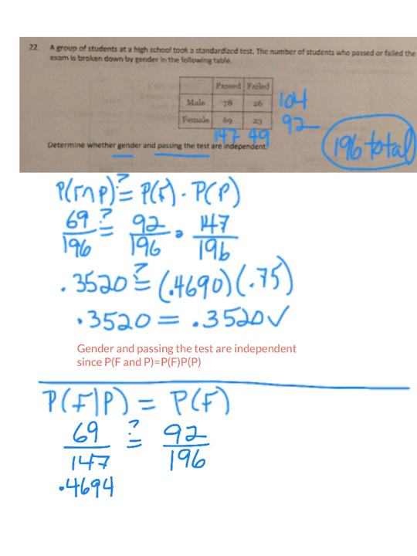And I should go back here. These should be question marks, right? Because I'm not sure. And then I'm going to do the same thing with 92 divided by 196. And I get the same thing, 0.4694. Okay, and then obviously you would use the same statement that I have up here.